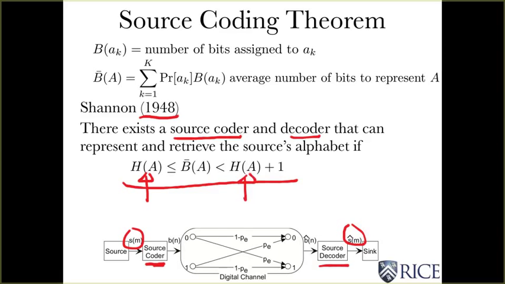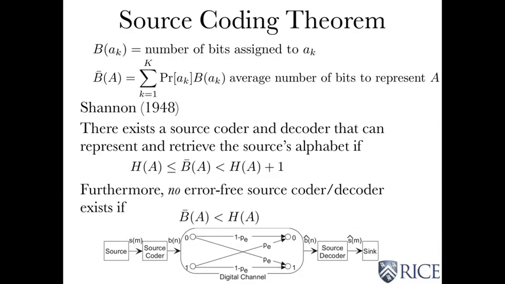Okay. So there exists some coder-decoder pair that'll do this as long as the average number, whatever code you generate, however you assign bits to letters, is within this range. Clearly, the most efficient code that you could have is one where you get close to entropy as possible. Well, there's more to the theorem.